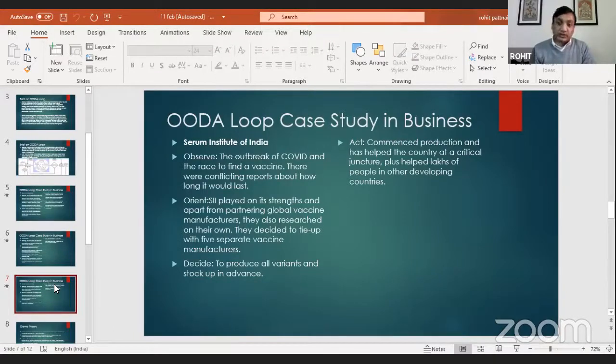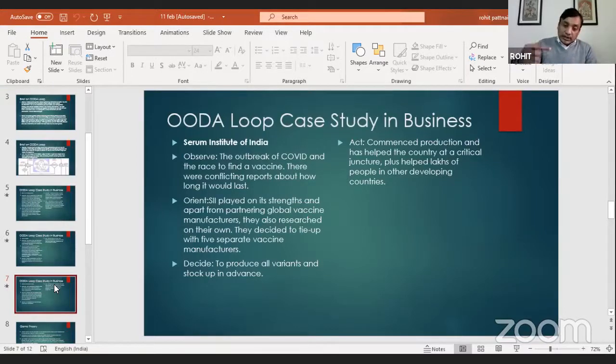That enabled him to take risk, but it was a huge risk, because if it would have gone the other way, Serum would have gone bankrupt. That was a calculated risk taken by Serum Institute. They went into 5 different vaccines. They enhanced the production capacity.